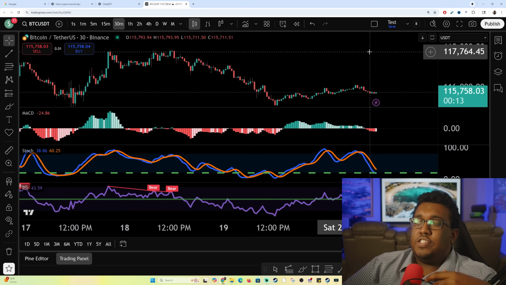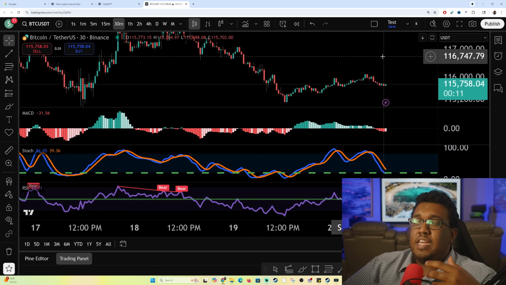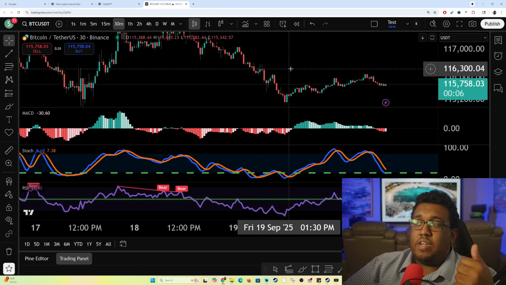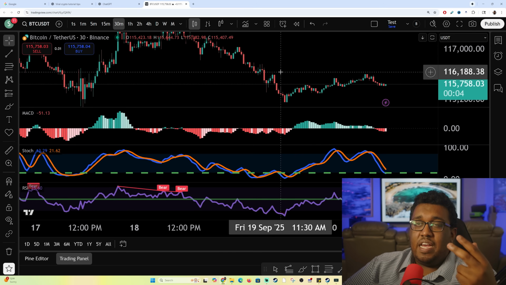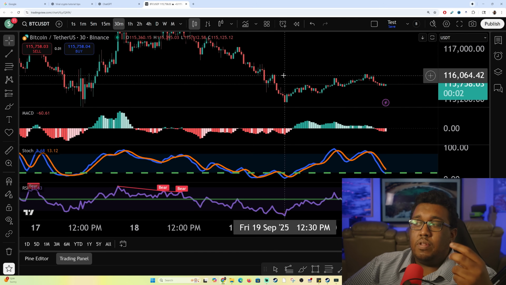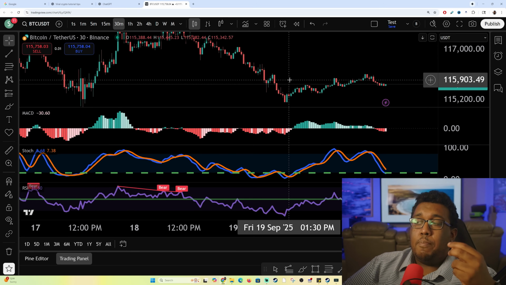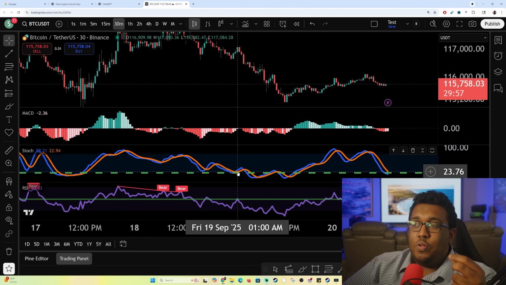So here's the strategy and how I use it. I'm looking for 3 things to happen around the same time. First of all, I want the MACD to turn from red to green. I want the Stochastic to have a bullish crossover where the blue line crosses above the orange line, but I want it to happen below this dotted green line.